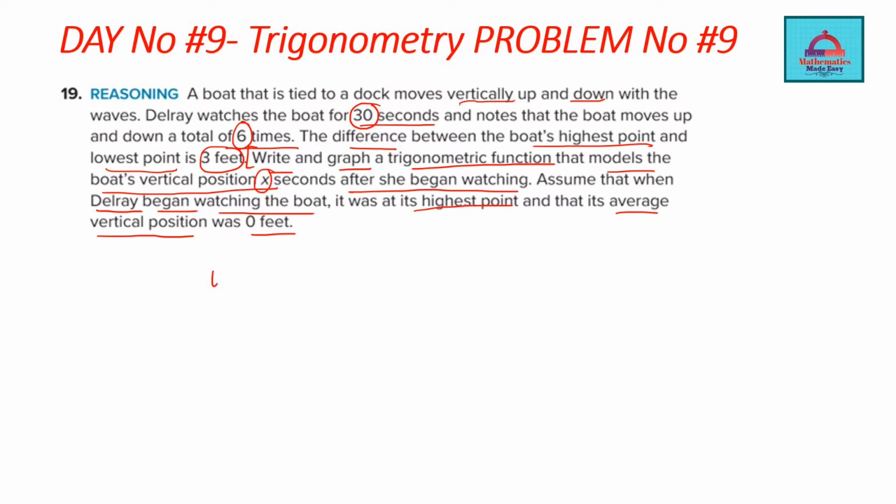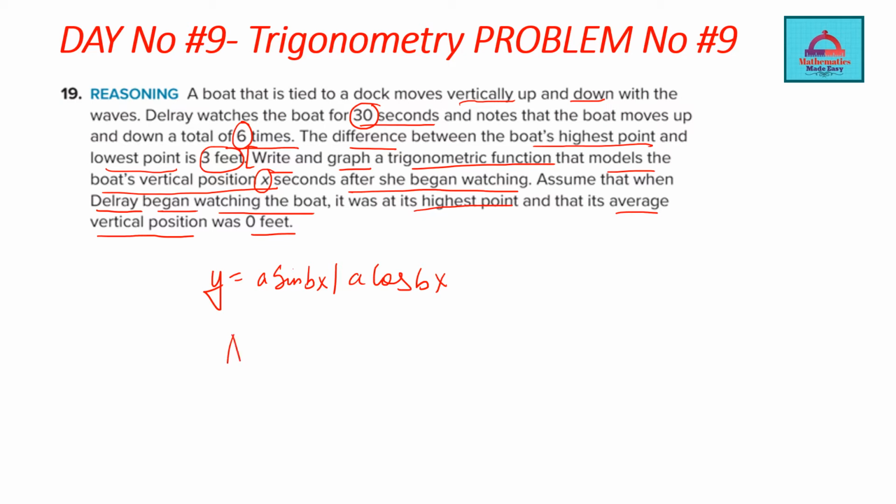If you read it nicely, we need to write a trigonometric function. We have two options, because the condition is given that the boat's vertical position x seconds after it begins watching. So we need that function. Either we can choose a sine function or we can choose a cosine function. Which one we'll choose depends upon the important information given. Another thing which is given here is that the difference between the boat's highest point and lowest point is 3 feet.